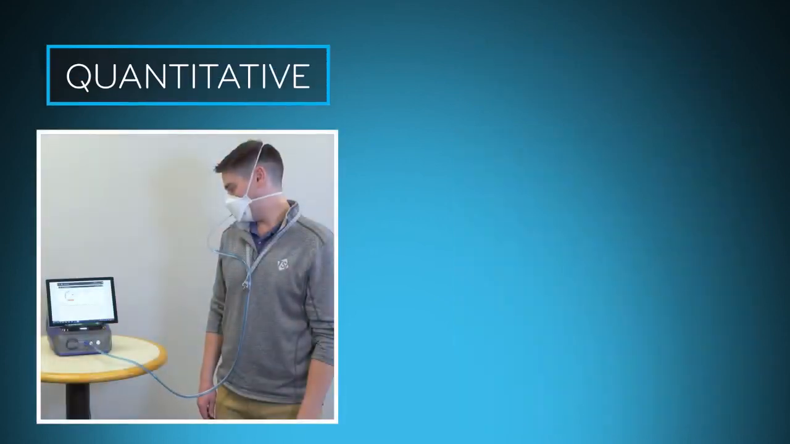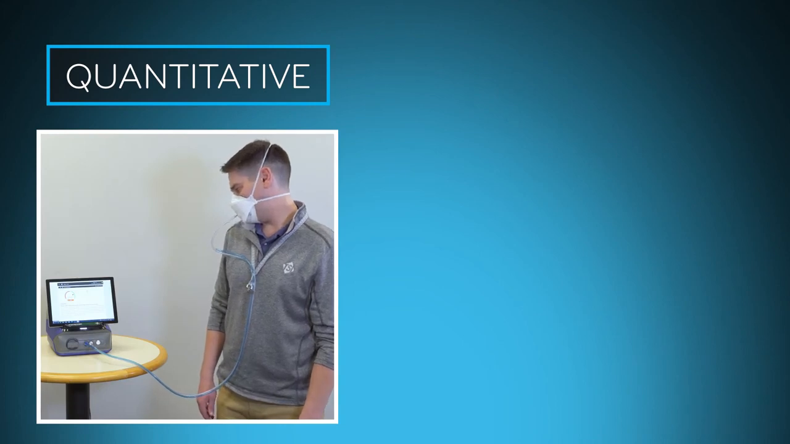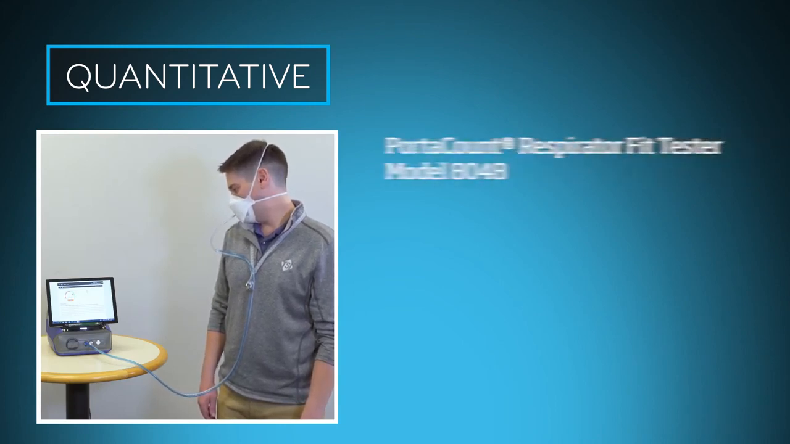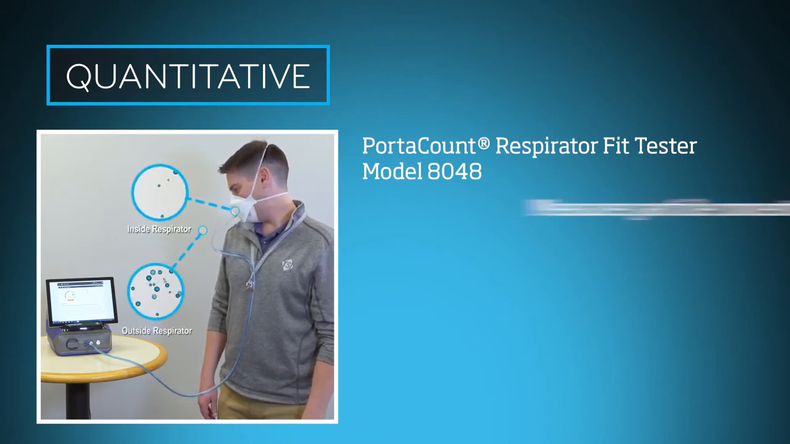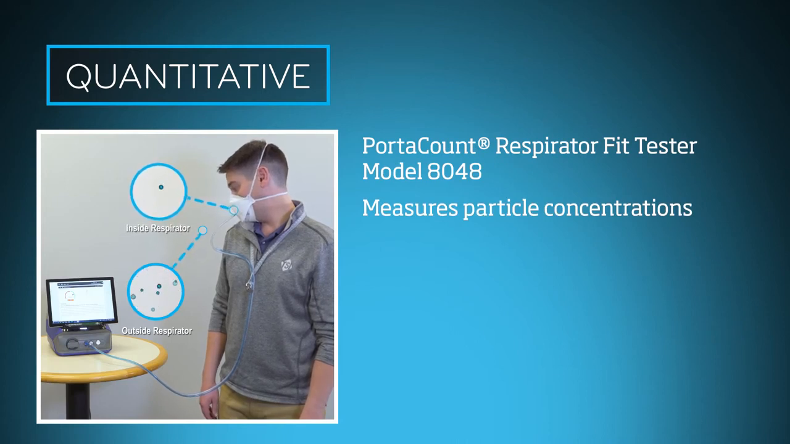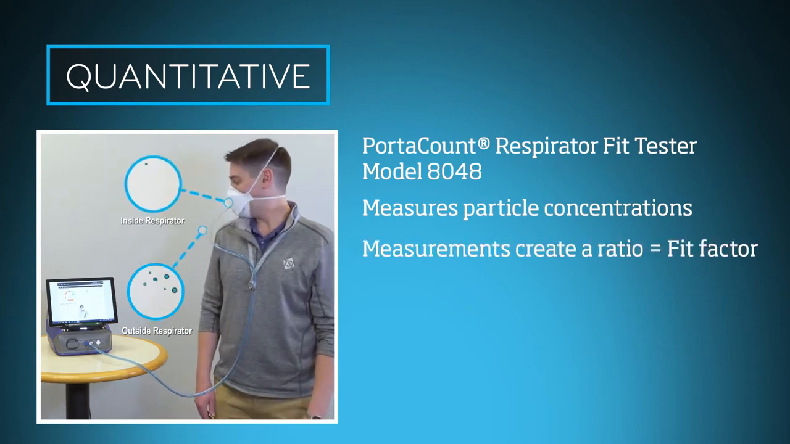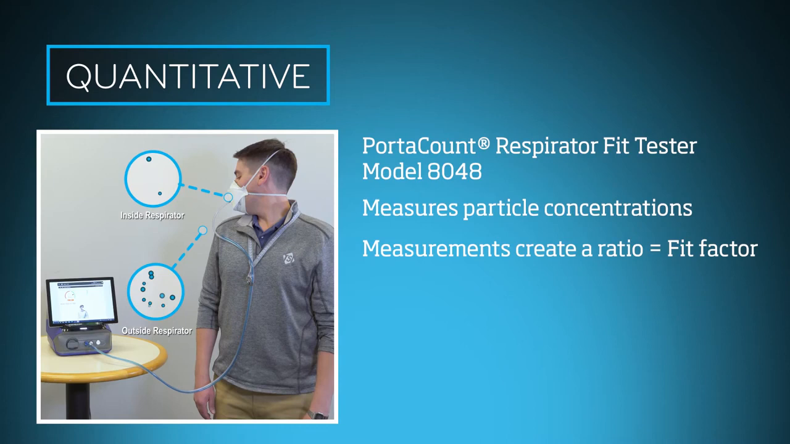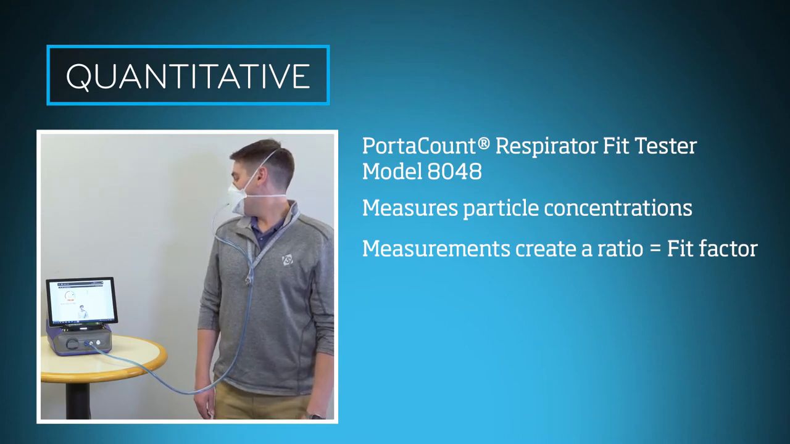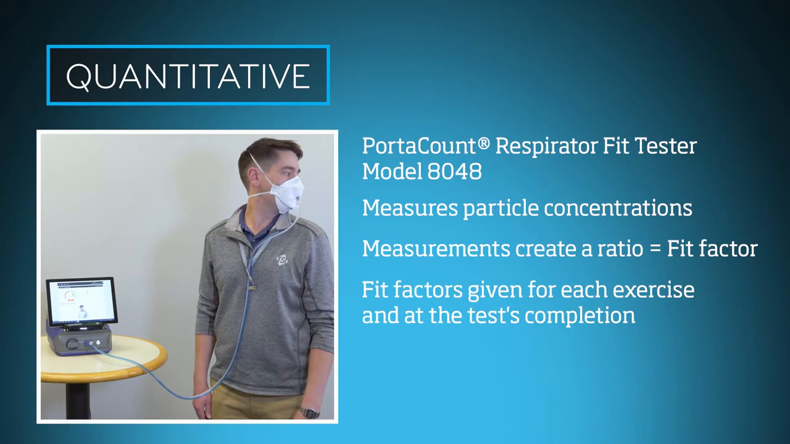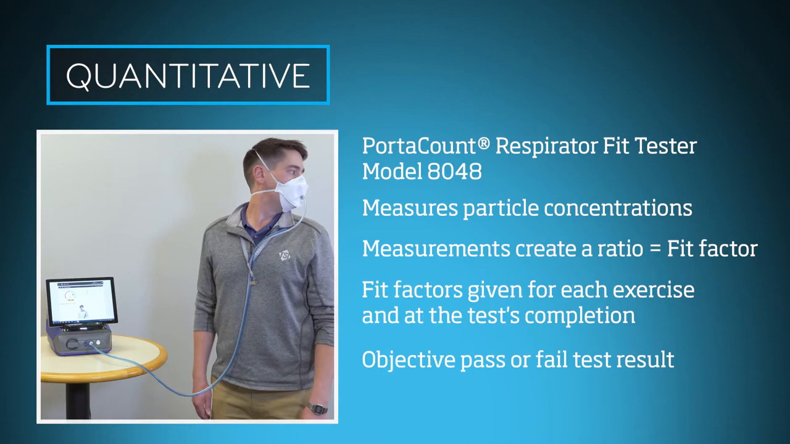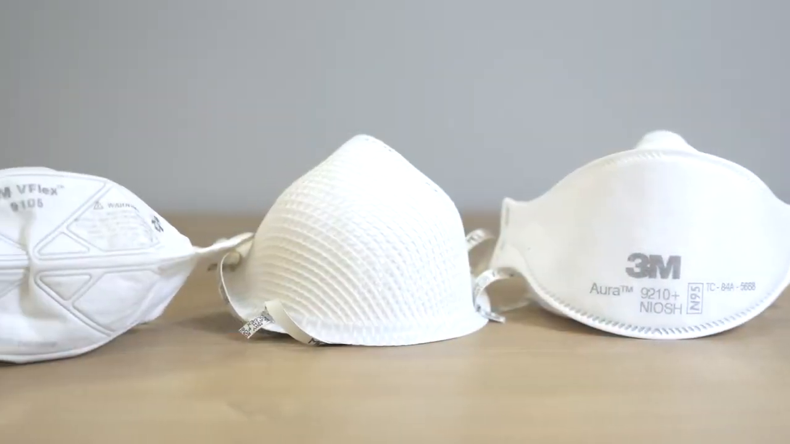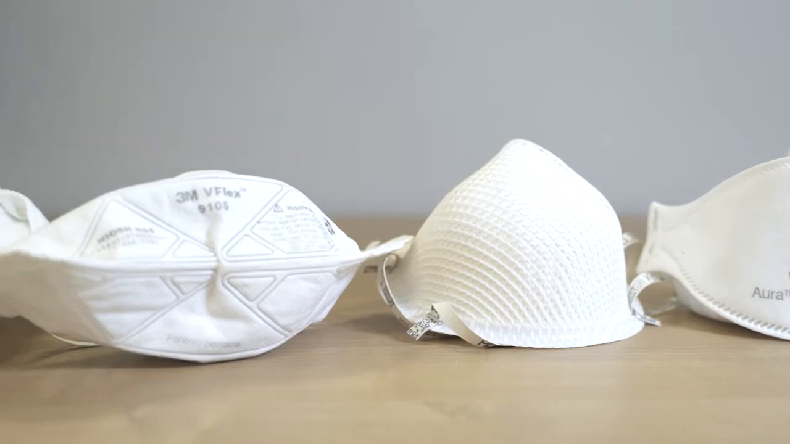Quantitative fit testing is an objective testing method, meaning that the test returns data on the measurements taken. The quantitative instrument shown in this video, the PortaCount Fit Tester Model 8048, takes measurements of the particle concentrations both within and outside of the respirator. Those two measurements create a ratio called a fit factor. Measurements are taken continually throughout the test, and a fit factor is calculated for each exercise and at the completion of the test. This final fit factor is compared to established guidance for respirator types, resulting in a passed or failed fit test.